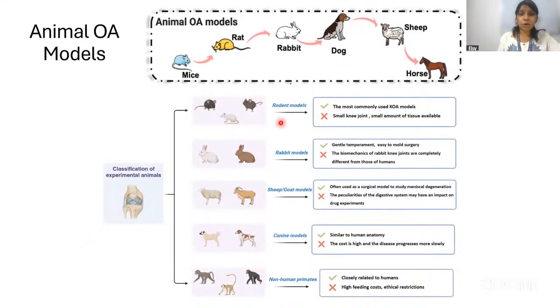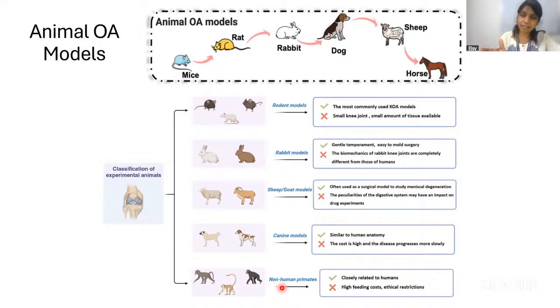Moving on to the models available in the animal category, rodents are what are most commonly used. They're cost effective, they're easy to breed, and ideal for any mechanistic study as well as for drug screening. Going on to larger animals, we have rabbits, sheep, goat, even canine, which provide a closer anatomical and biomechanical similarity. However, these are expensive, have a low throughput and involve greater ethical complexity. Coming to non-human primates, those are the closest to humans, but their use nowadays is quite limited, again because of cost as well as ethical considerations.